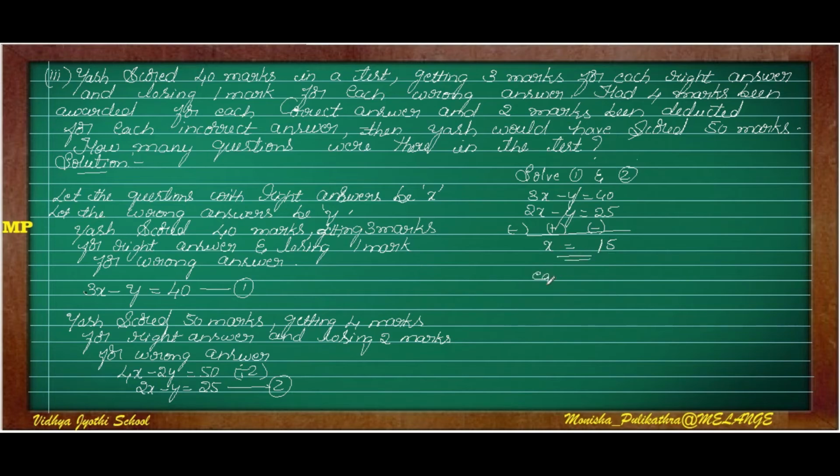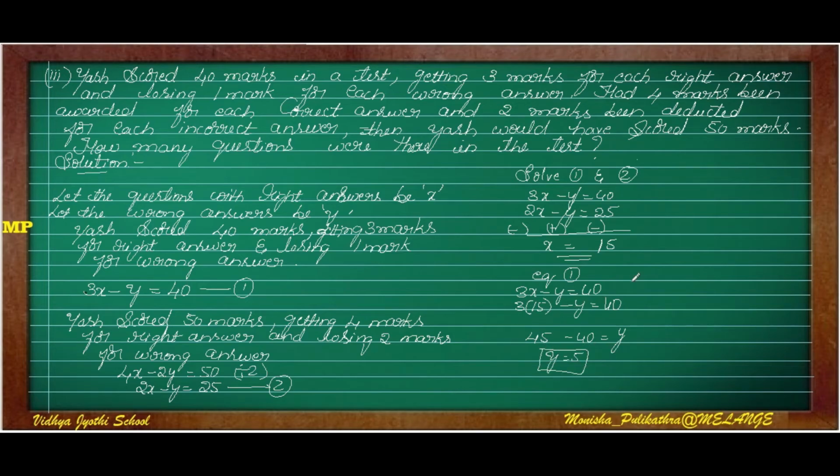I will substitute it in equation 1. That is 3x minus y is equal to 40. 3 into, in the place of x we need to write 15, minus y is equal to 40. So 15 3s are 45. I will shift 40 this side and will be sending y to the right hand side. So 45 minus 40 is y is equal to 5.